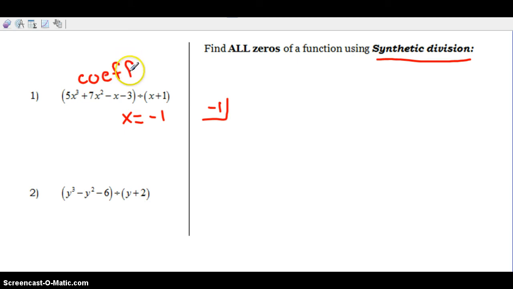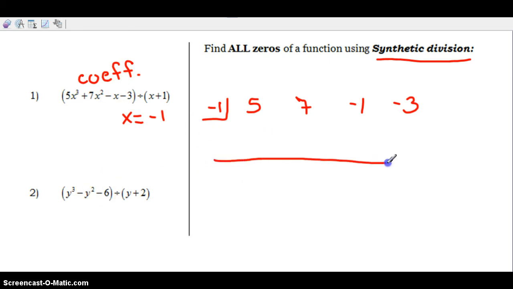So that means I'm going to take 5, I'm going to take 7, I'm going to take negative 1, and then I'm going to take negative 3, which is my constant. So I take the coefficients and the constant. If I'm missing a term, I have to put 0 in as a placeholder. So down here, I would have to use 0 for the placeholder for x.